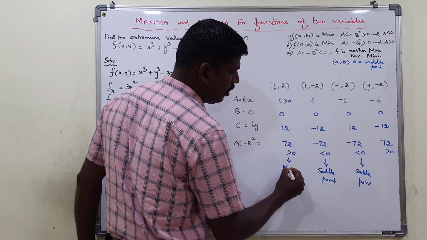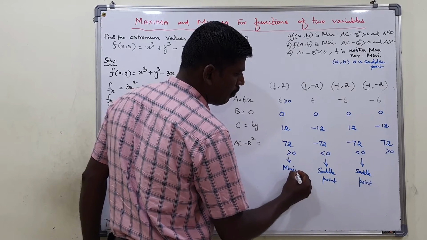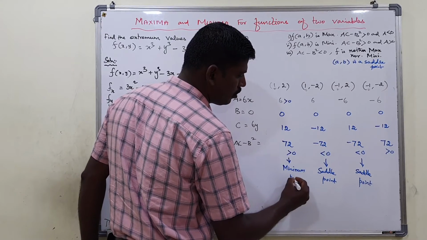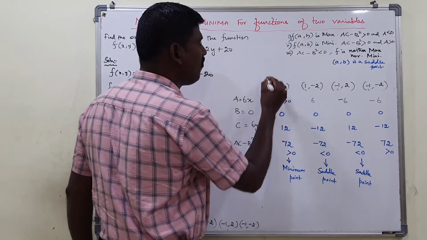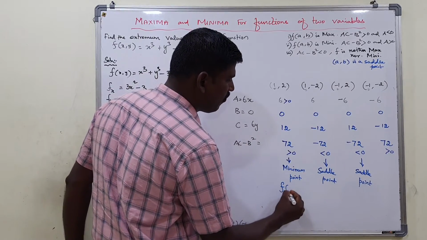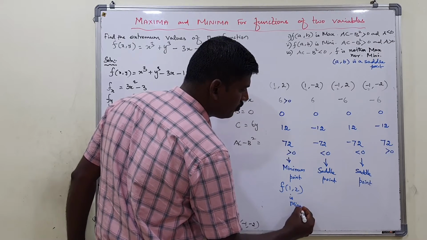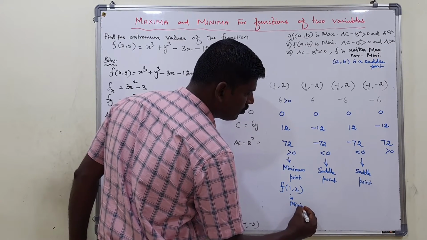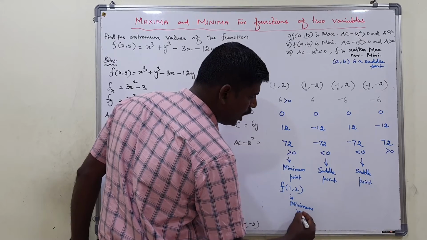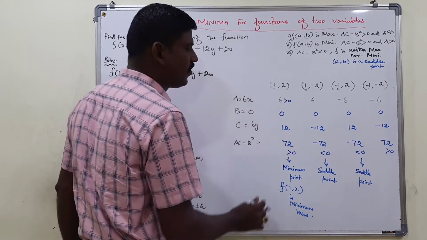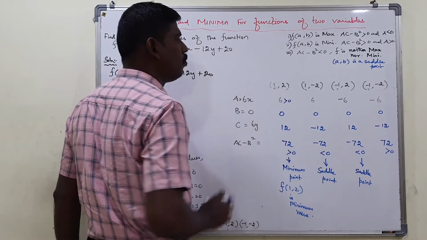This is called the minimum point. That means what? F of 1 comma 2 is minimum. Minimum value. Okay. So F takes the minimum value at the point 1 comma 2.